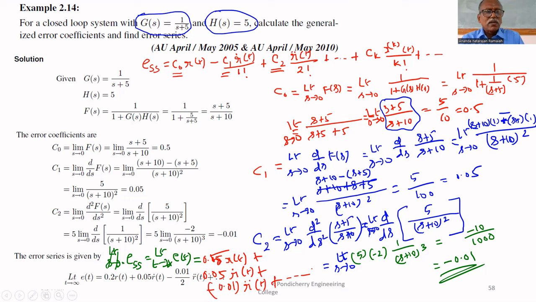So the first part is over. Find error series. The first part is we have to find C0, C1, C2, the generalized error coefficients. Only 3 is sufficient.